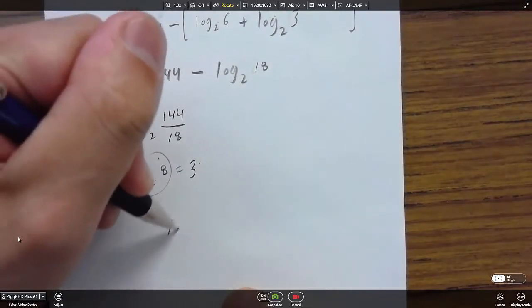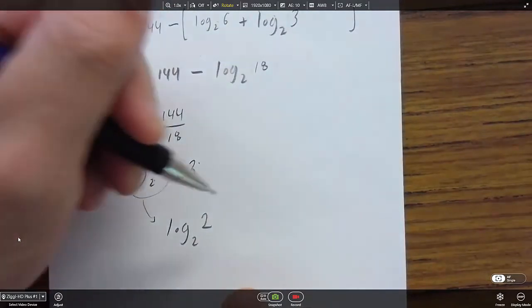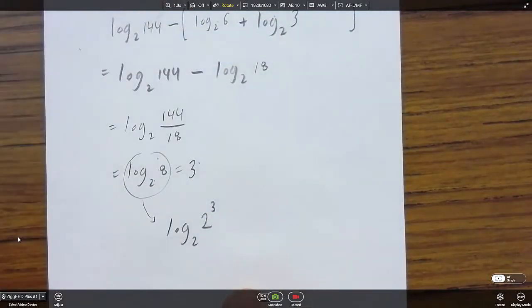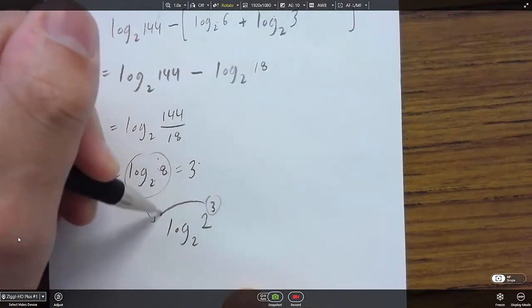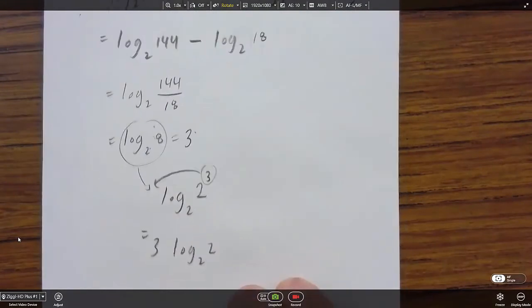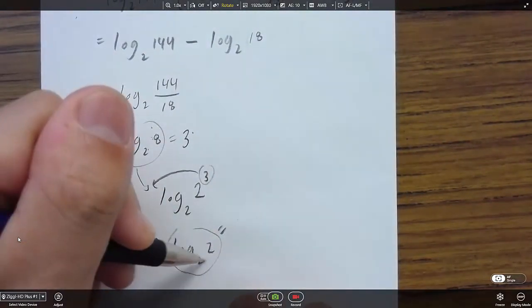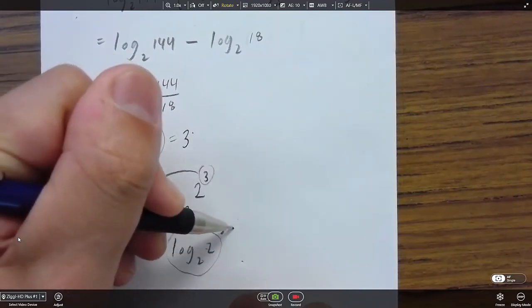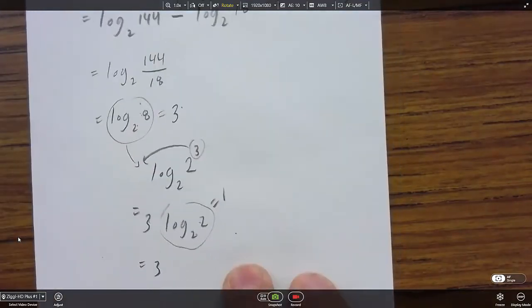If you don't like what we just did there, we can say log base 2. I'm going to break down 8 to 2 cubed. So literally, we wrote 8 as 2 cubed, and we know the exponent law says you can drop it in front, which is 3 times log base 2 of 2, and hopefully by now you've memorized that log base 2 of 2 is, 2 to the what is 2? It's 1. So 3 times 1 is 3. And there's our final answer.